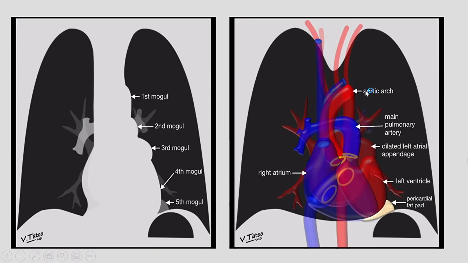Actually, between the aortic arc and the main pulmonary artery, we also have another term that we use, which is the aortopulmonary window. So between the first mogul and the second mogul, this portion here is also called the aortopulmonary window. I'm introducing it to you because at times there are lesions which are located at the aortopulmonary window. So when radiologists say aortopulmonary window, that means the concavity between the aortic arc and the main pulmonary artery.